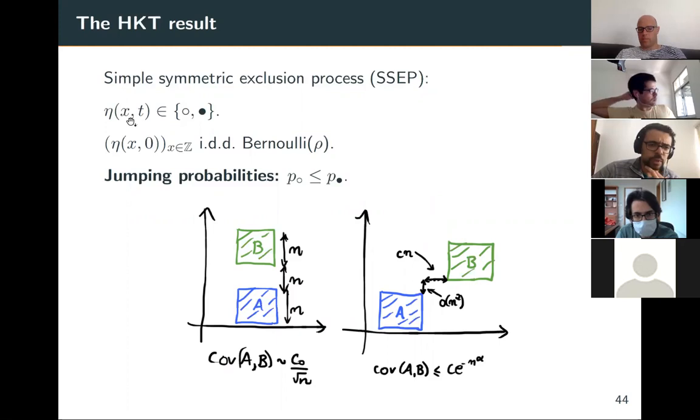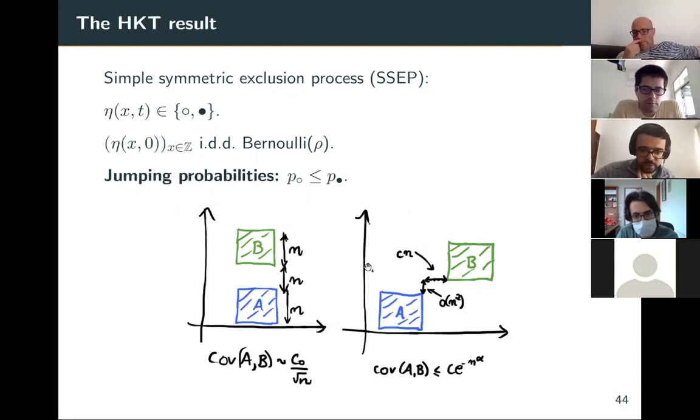So we are back to the case where our environment is particle and non-particle. And we assume that we start with the invariant measure. So we have IID Bernoulli with some density rho, and jumping probabilities just as before, P bullet and P circle, depending on whether you are on top of a particle or of a hole.